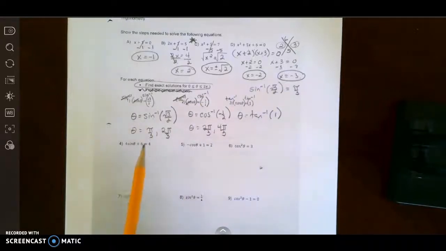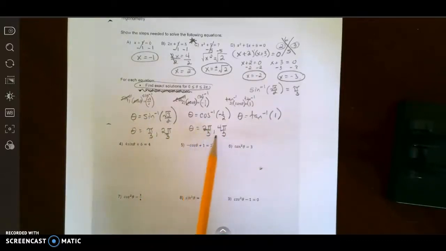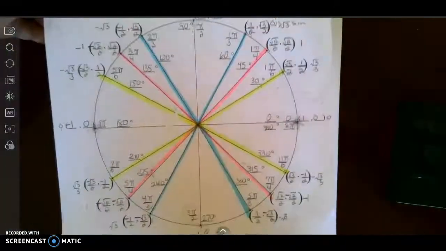As you can see, it's normally happening twice. And notice they're always in the same family. Pi over 3, 2 pi over 3. 2 pi over 3, 4 pi over 3. It's got to be in the same family. Either pi over 3, pi over 4, pi over 6, or the four corners.